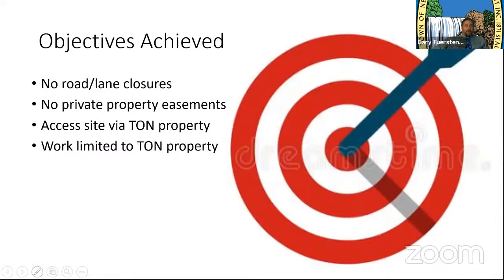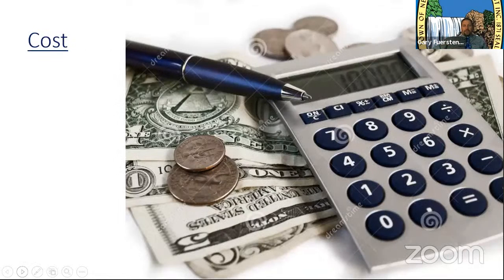So I think with that option 1B, I think we've hit the target. We've achieved our objectives. Primarily, we have no road closures, no lane closures, no private property easements, no private property impacts. All the work is on town property, including access via town property. Costs for this project, next slide.